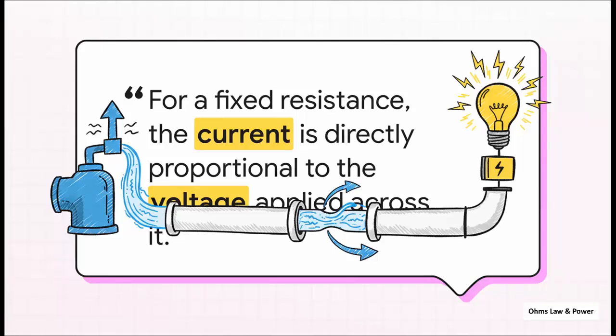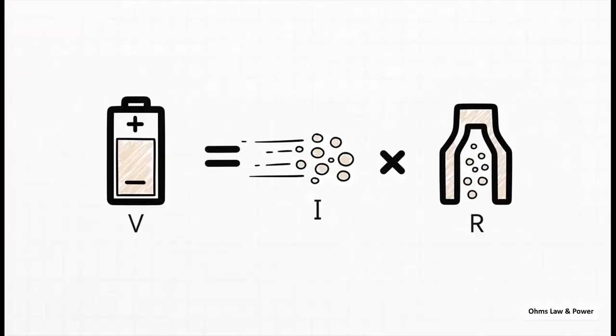If you crank up the pressure, the voltage, you're going to get more flow, or more current. That is, as long as the pipe doesn't get any narrower, right? As long as the resistance stays the same. It's this super elegant, totally predictable relationship. And you can boil that whole idea down to one simple, beautiful equation. V equals I times R. Voltage equals current times resistance.